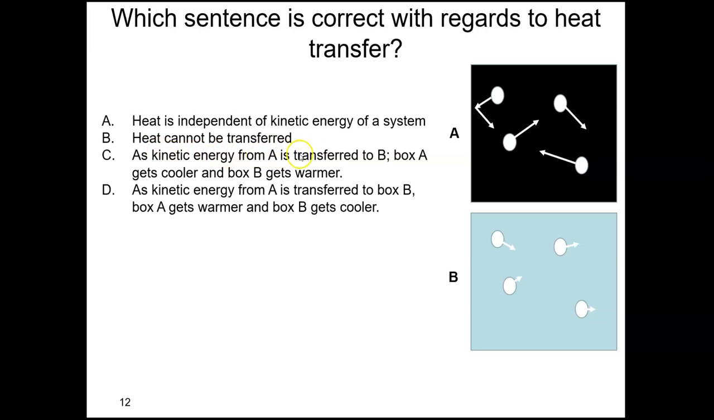As kinetic energy from A is transferred to B, as this heat or energy is transferred to B, box A gets cooler and B gets warmer. A slows down and B speeds up. Yes, that one's correct. And then as kinetic energy from B is transferred to A, this is essentially the opposite of C, so that one's incorrect. So C was the correct answer.